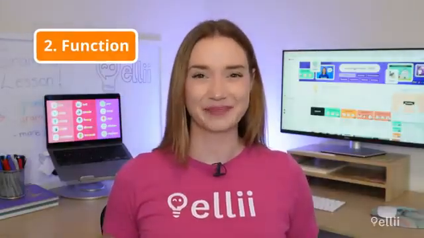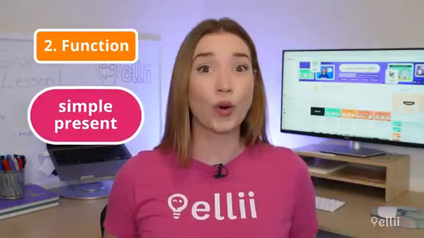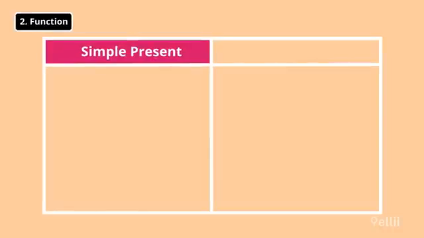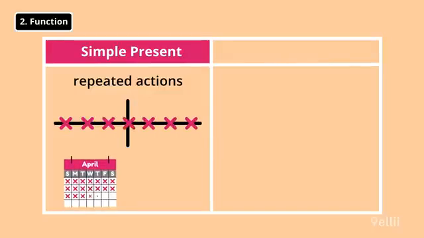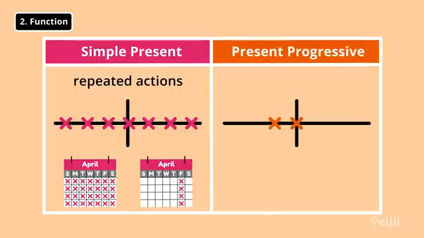Now let's talk about the function of these tenses. In which situations do we use the simple present or the present progressive? We use the simple present tense for repeated actions. These actions happen over and over, such as every day or once a week. We use the present progressive for one long continuing action that's happening right now.